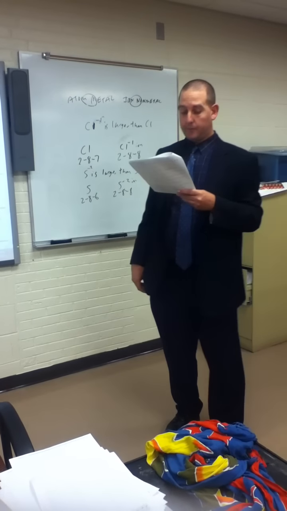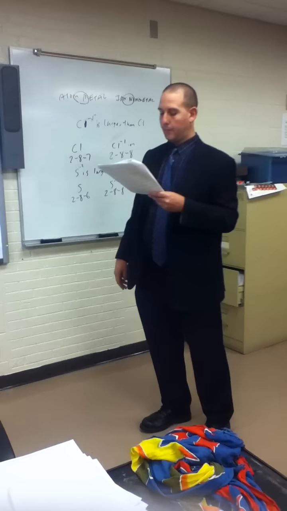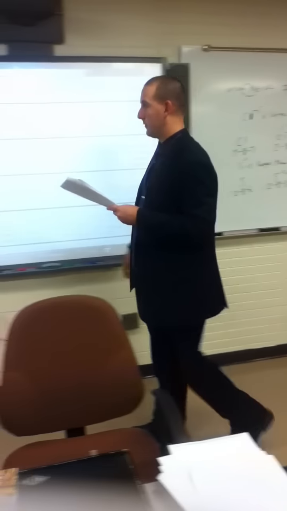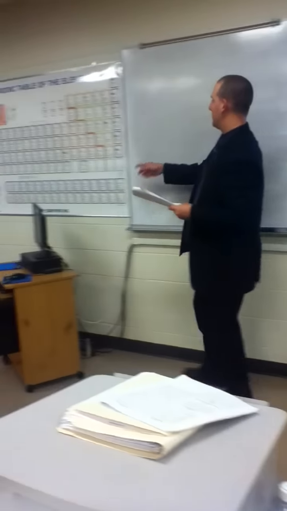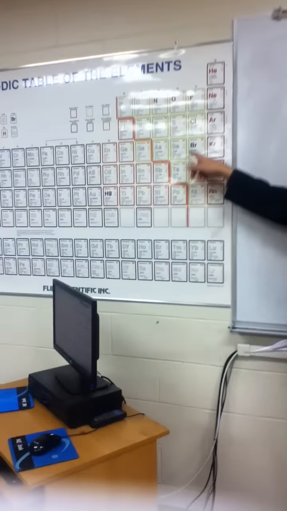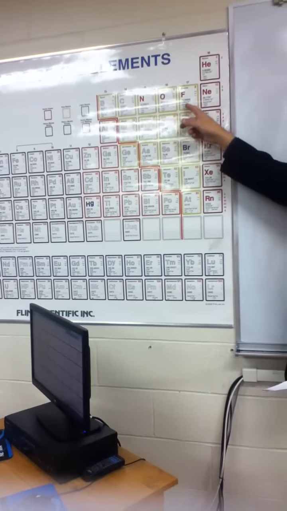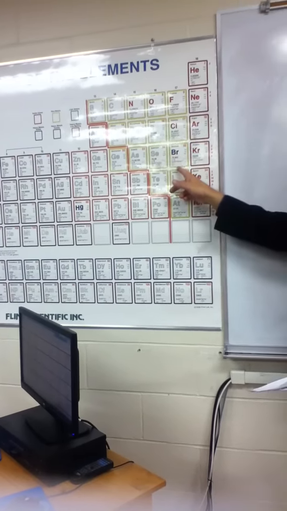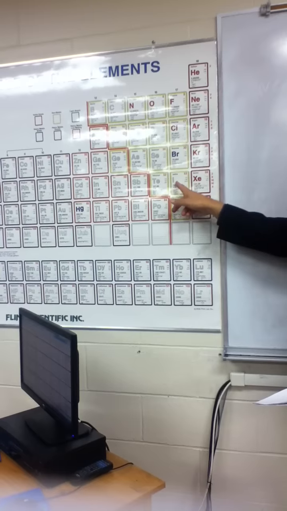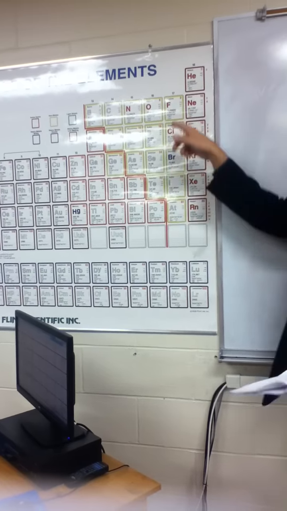And finally, number 10, explain in terms of atomic structure why the atomic radius of iodine is greater than the atomic radius of fluorine. Okay, that's a little bit different now. Now you're comparing iodine with fluorine. Iodine's further down, so iodine's going to have a lot more shells than fluorine. Fluorine has 2 shells, 2-7, and iodine is in period 5 that has 5 shells. So iodine has more shells than fluorine. That's why the radius of iodine is bigger than fluorine.